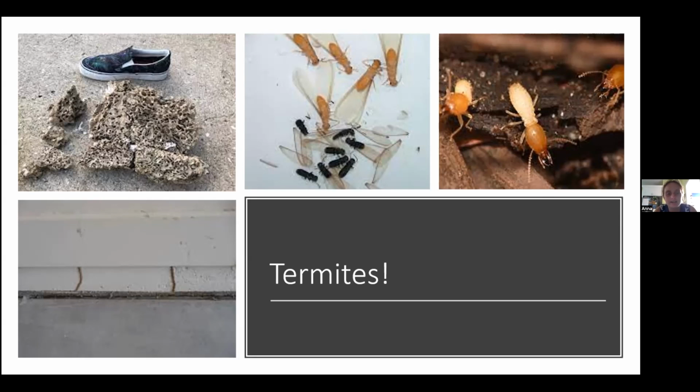Often they'll make these protected mud tubes to access groundwater, or if you have like an air conditioner dripping humidity, they'll use that, or a leaky bathtub, they'll actually use that moisture to complete their life cycle and actually build their homes. So make sure if you see these tubes, pay attention. It means you've got a bigger problem behind the wall.